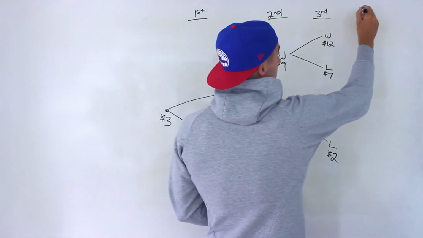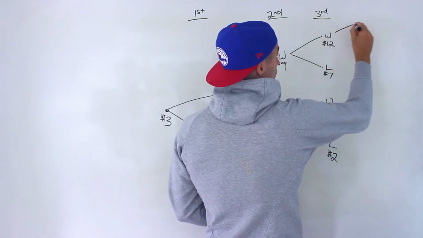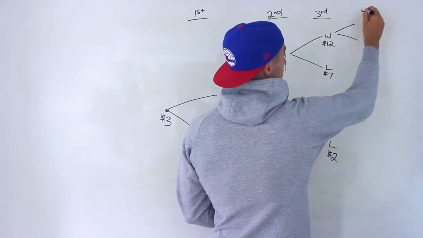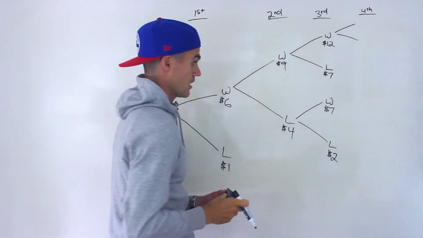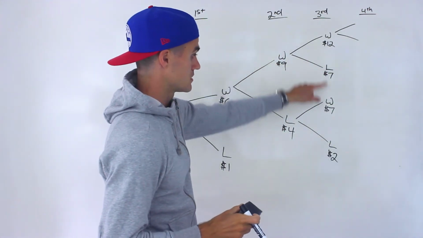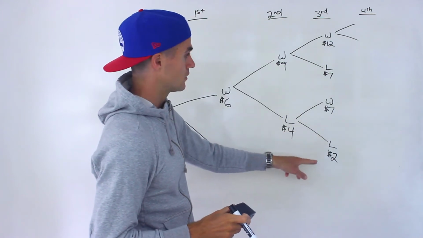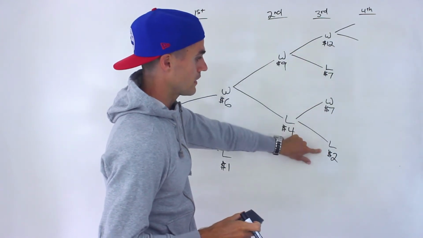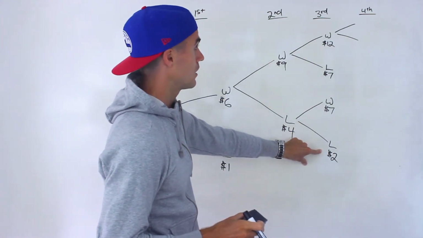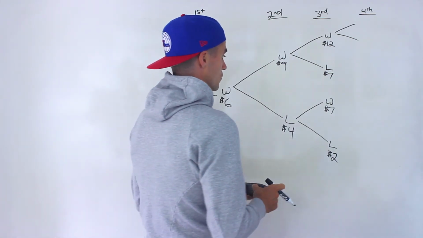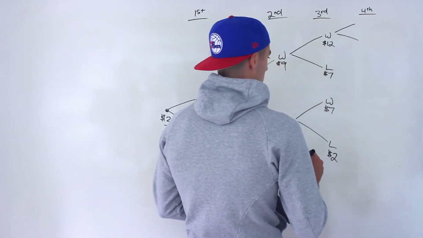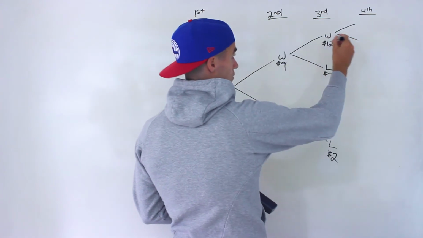And then the fourth game, what would happen? 12, you can afford to play. You can afford to play in all of these scenarios because the game costs $2. Here you have more than enough, and here you have exactly $2. So what would happen is, let's go one by one.